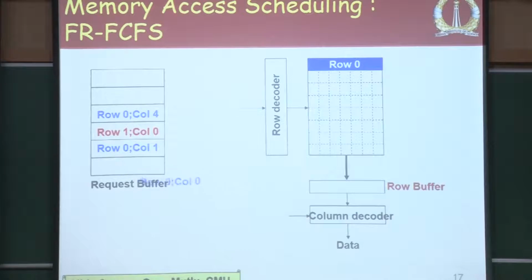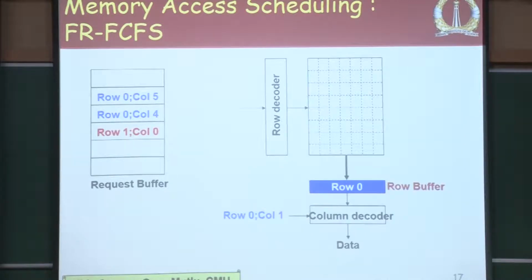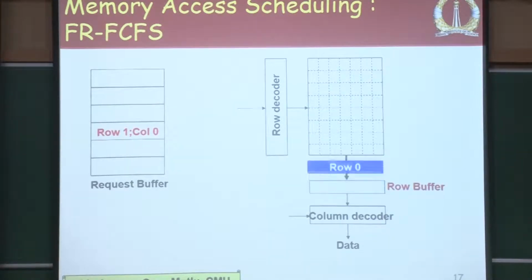You can now try to see this faster. So, row 0 column 0, then after that row 0 column 1, then it takes row 0 column 4, because this causes a row buffer hit. And in the meantime, you could see one more request has come for row 0; even that would be satisfied before you go to row 1 column 0.